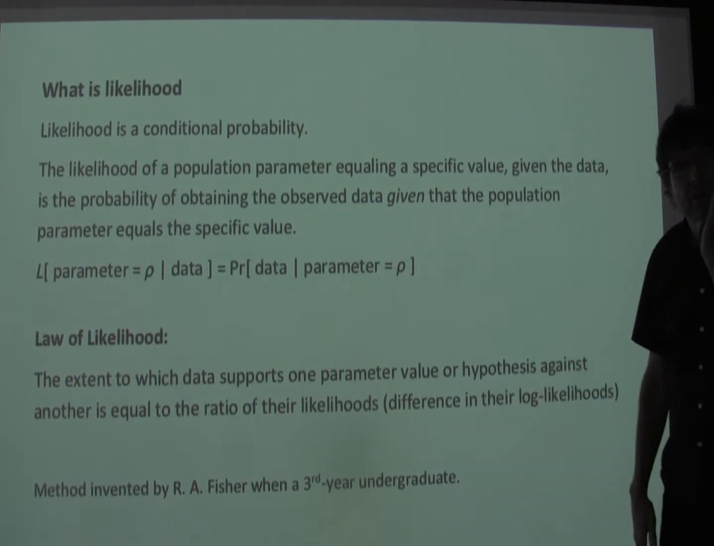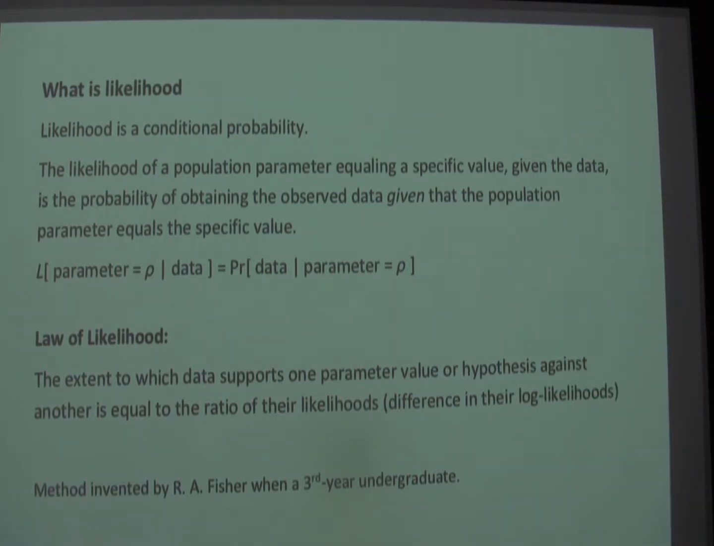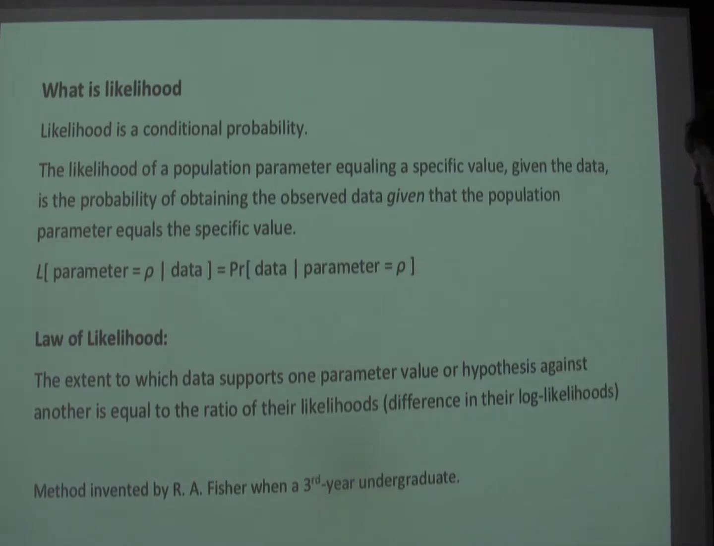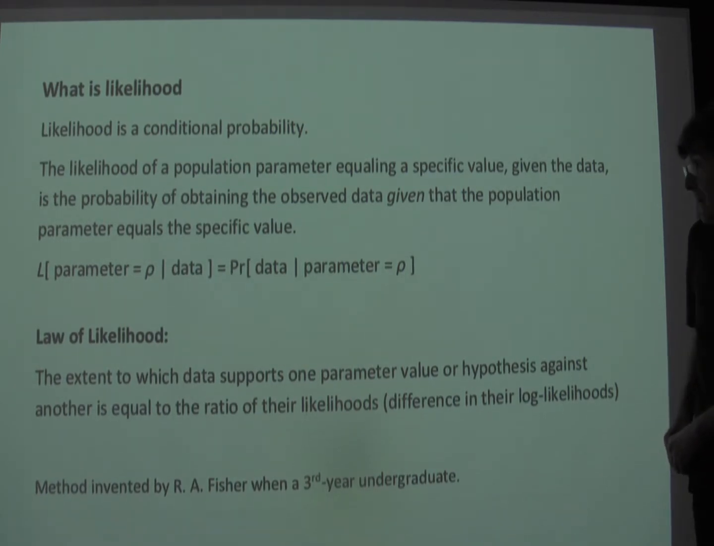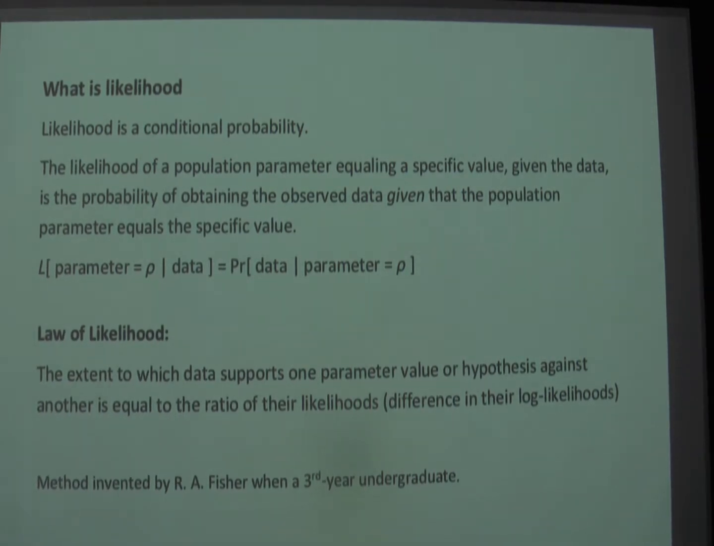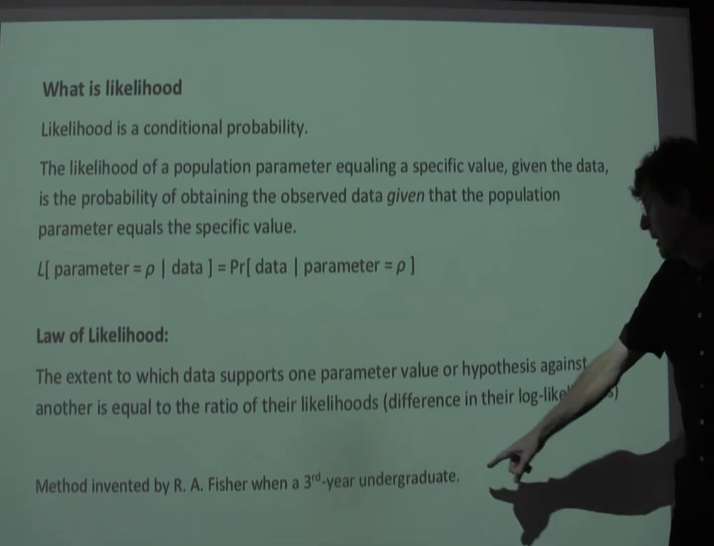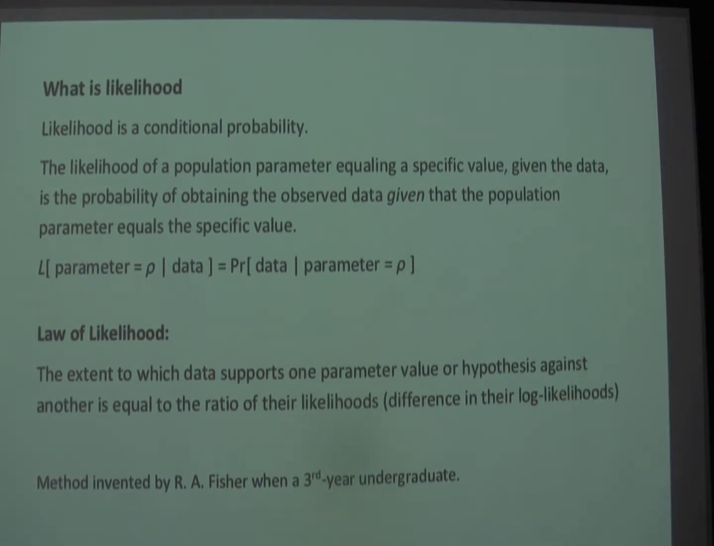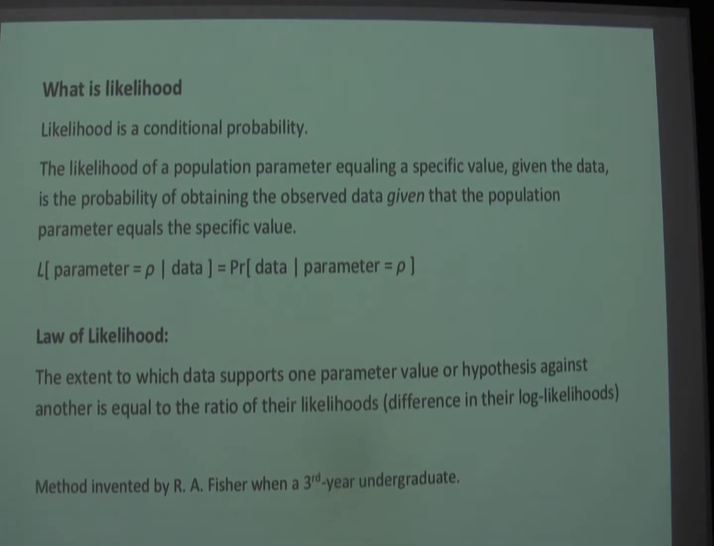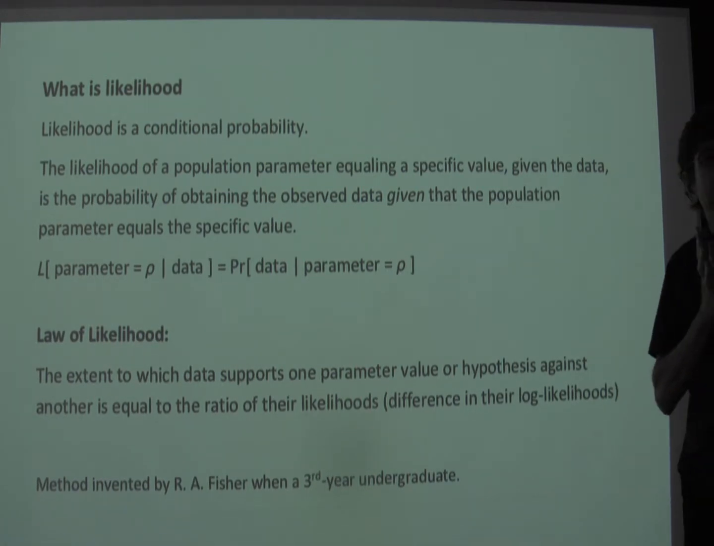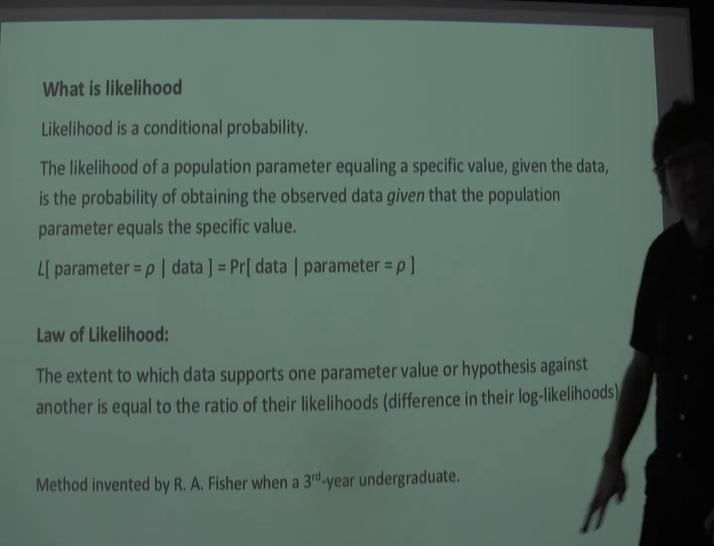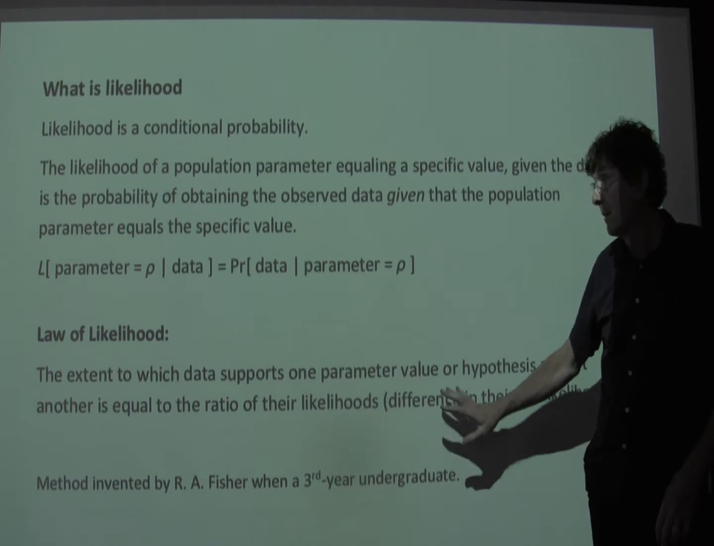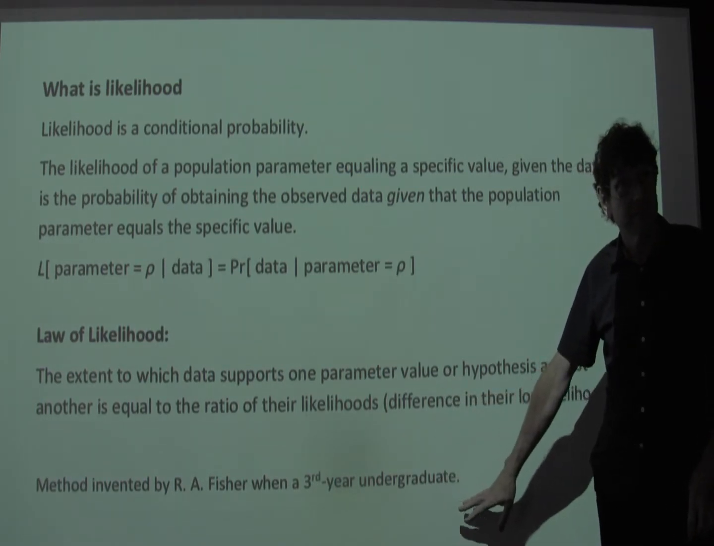And it was R.A. Fisher who discovered that the extent to which data supports one parameter value or hypothesis against another is equal to the ratio of their likelihoods, or the difference in their log likelihoods. And that's how likelihood can be useful. I always tell people this fact here: if you're ever feeling particularly good one day, you've just got a paper accepted, or you finally mastered this for loop, I just want to let you know that R.A. Fisher discovered the law of likelihood as a third-year undergraduate student.